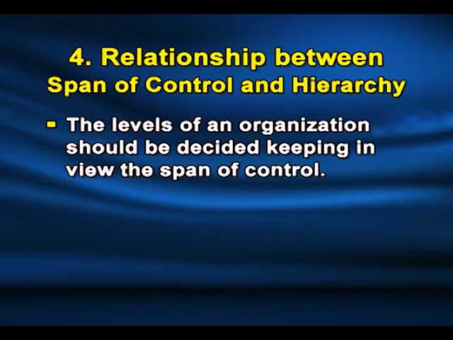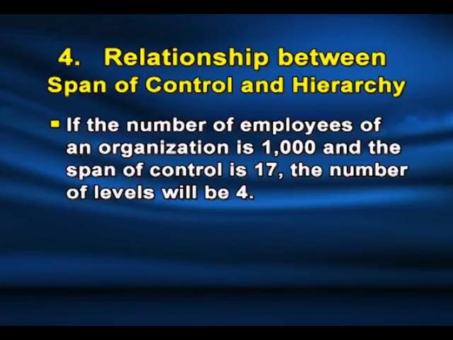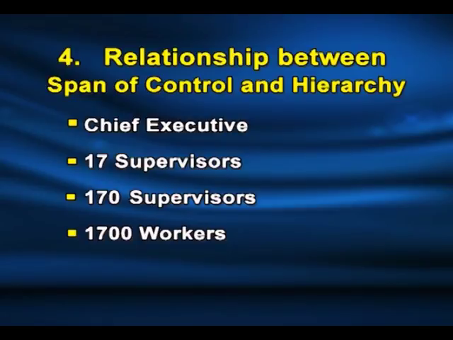The levels of an organization should be decided keeping in view the span of control. If the number of employees of an organization is 1000 and the span of control is 10, the number of levels will be 4: chief executive, 10 supervisors, 100 supervisors, 1000 workers.